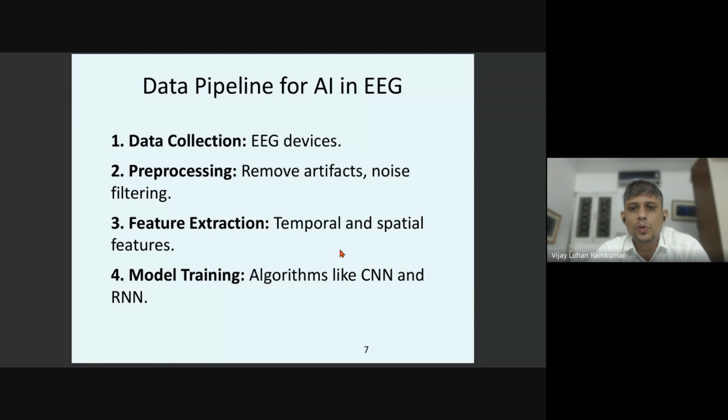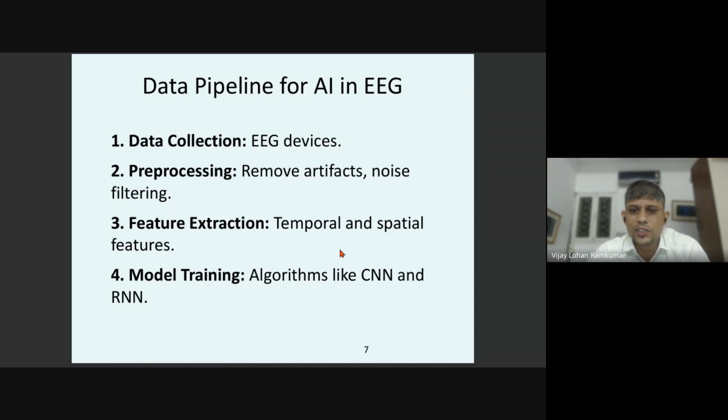What it will do is remove the artifacts, such as motion artifacts or eye movements, and remove all other kinds of noise. Pre-processing we will discuss in more detail in the next step, but this is the basic meaning of pre-processing here.